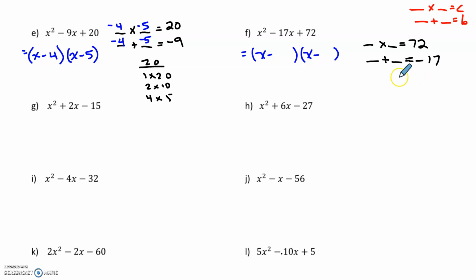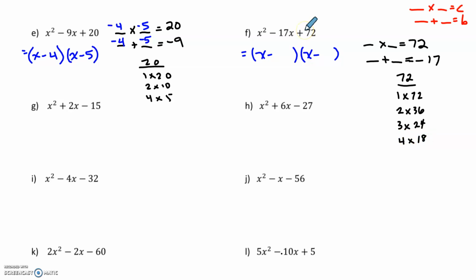All right, I need my factors now for 72. So that's 1 times 72, 2 times 36, 3 times 24. I don't know if 4 goes into 72, so I'll just check on my calculator. 72 divided by 4. Yep, 4 times 18.